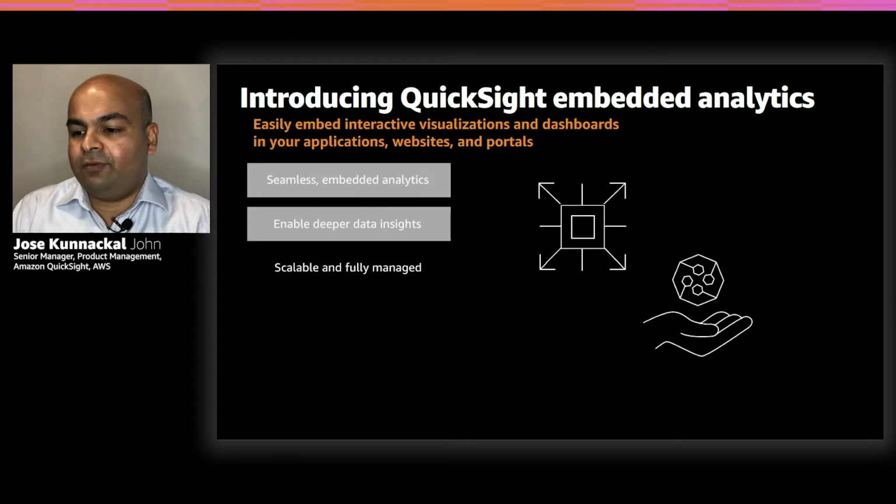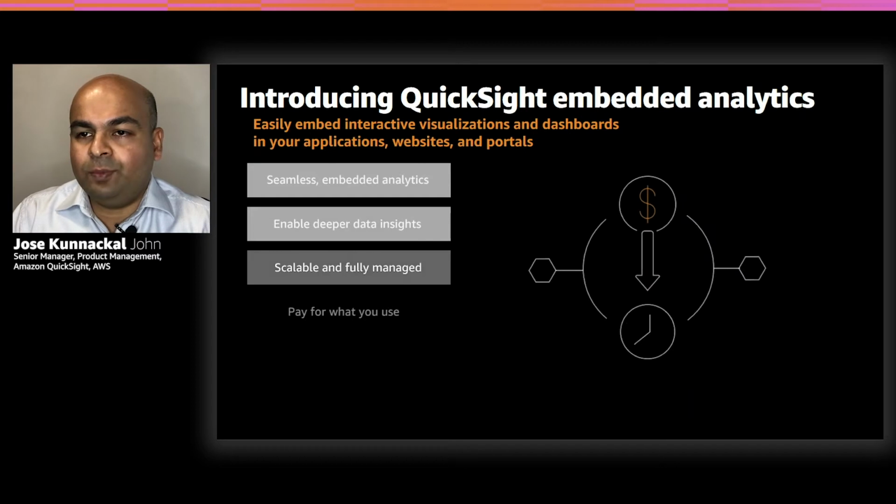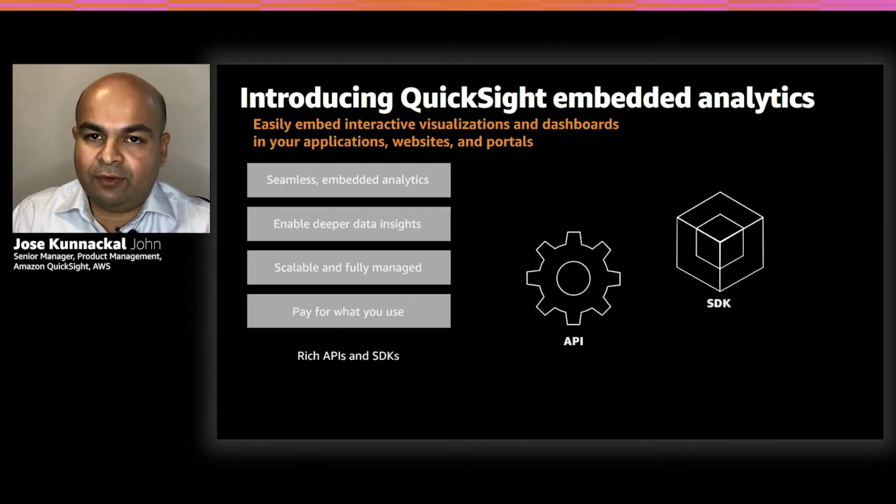You also have the option, or rather the advantage, of scaling automatically with Amazon QuickSight because it's cloud native and fully managed. And you pay for what you use with QuickSight's unique session-based pricing, which we'll talk about shortly. And of course, you have the ecosystem of rich APIs and SDKs that you can use to integrate this with your application and software processes.